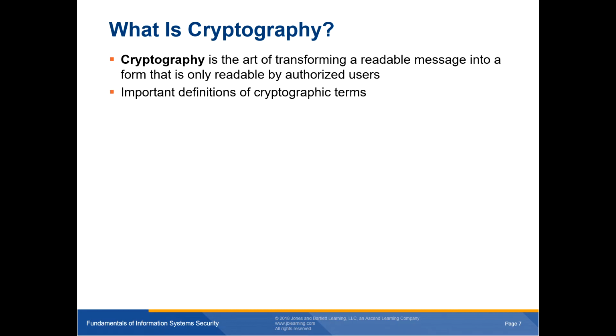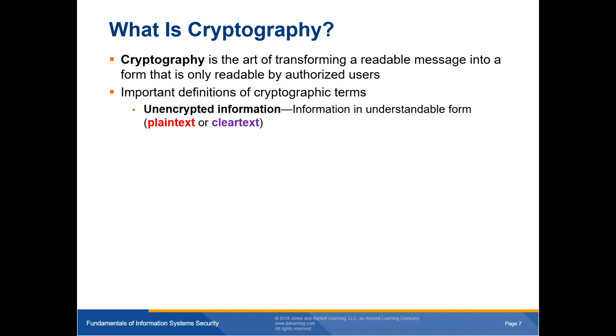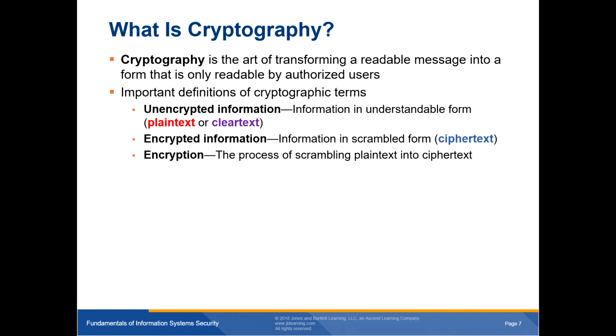Important definitions of cryptographic terms include unencrypted information. Information in understandable form is called plain text or clear text. Encrypted information is information in scrambled form. That is called ciphertext. Encryption is the process of scrambling the plain text into ciphertext. Decryption is the process of unscrambling ciphertext into plain text.